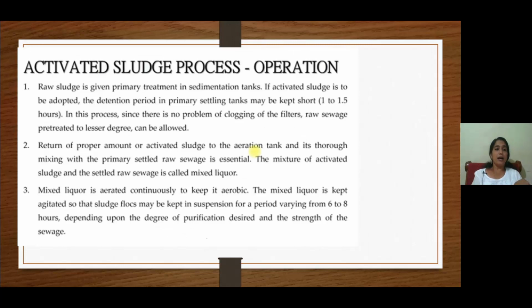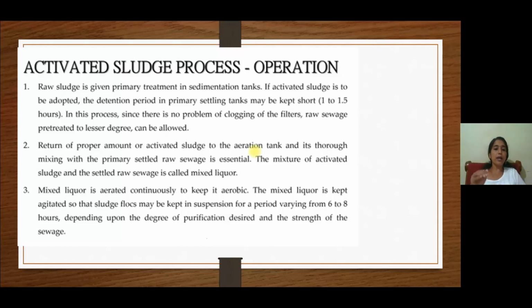Then the operation of activated sludge process. Raw sludge is given a primary treatment in the sedimentation tank. If activated sludge is to be adopted, the detention period in the primary sedimentation tank may be kept lower, that is 1 to 1.5 hours. If activated sludge process is not given, then this detention period will be higher. In this process, since there is no problem of clogging of filters, raw sewage pre-treated to lesser degree can be allowed. In this system, we are not providing any filtration system, so we can give a low degree pre-treatment.